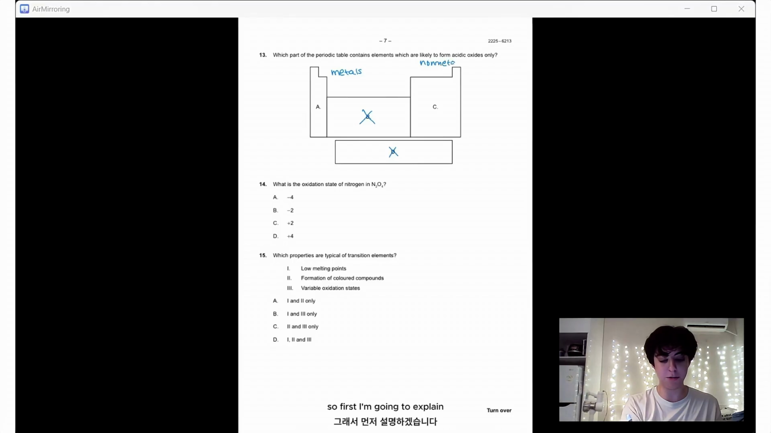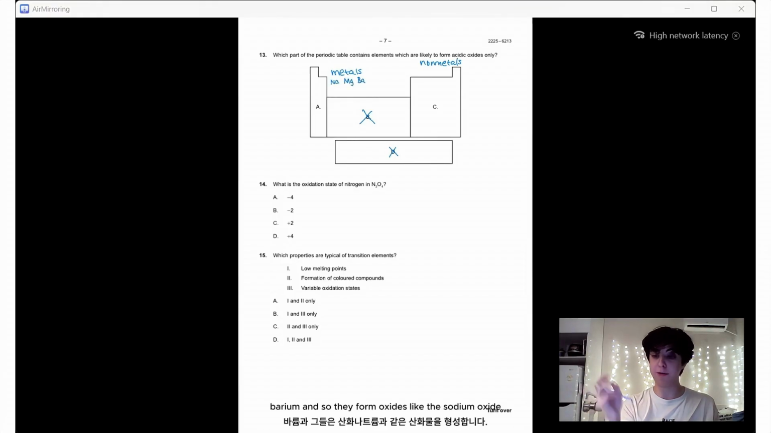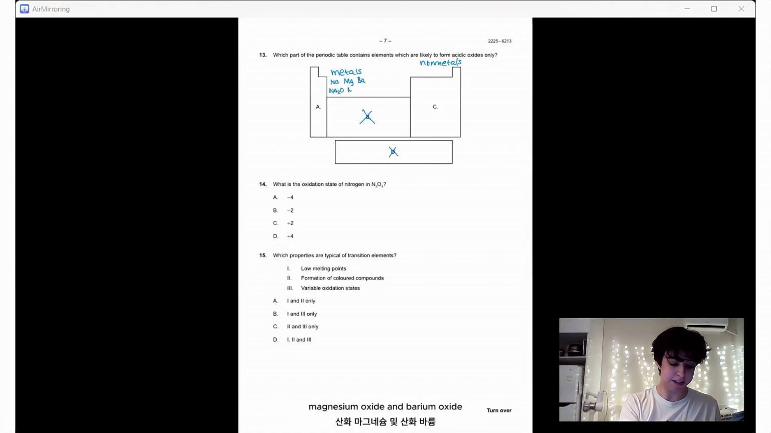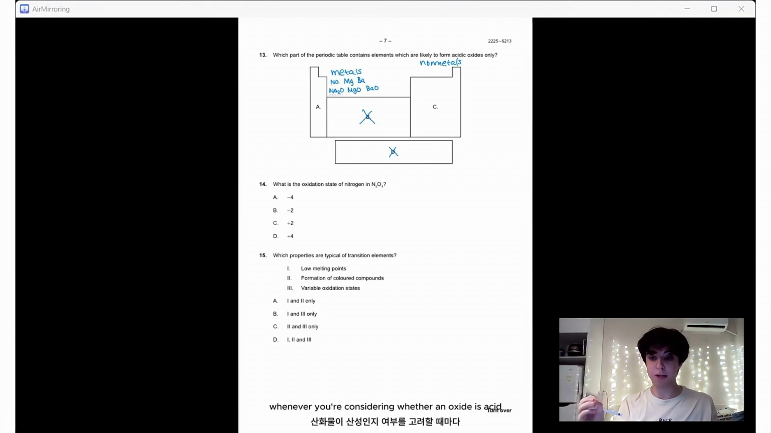So first I'm going to tell you the trend, then I'm going to explain the trend, because I feel like that helps you remember it, right? So that you can reason it out yourself during the exam if you forget, right? And so your metals, these are things like sodium, magnesium, barium, and so they form oxides like sodium oxide, magnesium oxide, and barium oxide. And so whenever you're considering whether an oxide is acidic or basic, you have to think about the reaction with water.